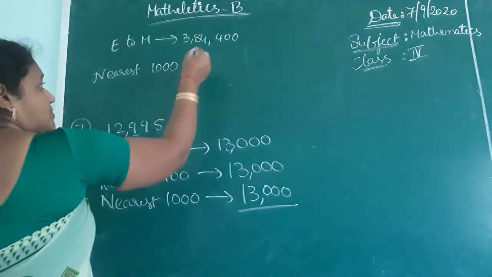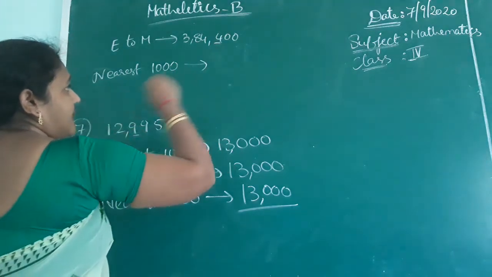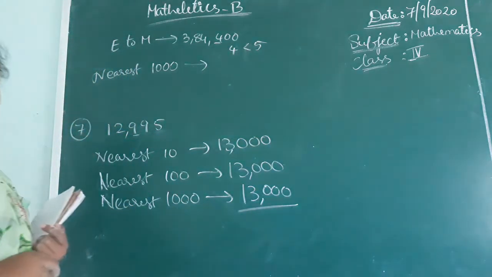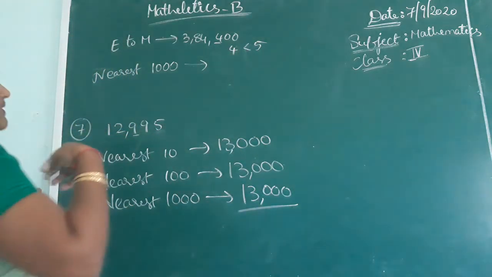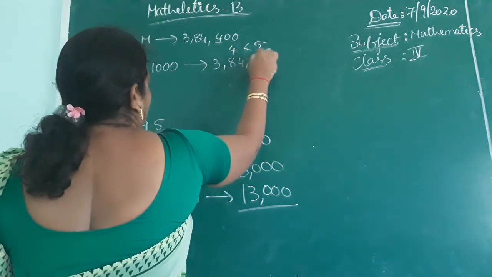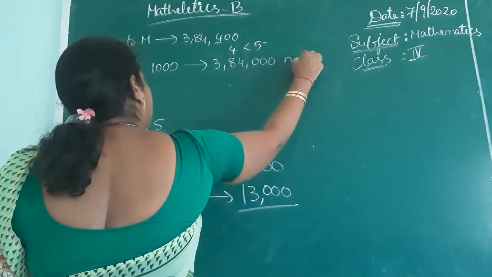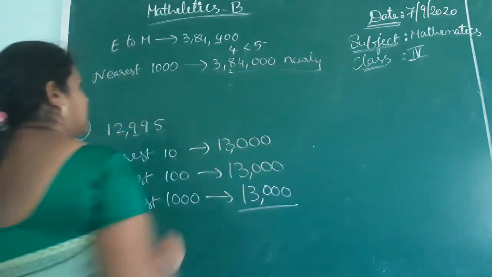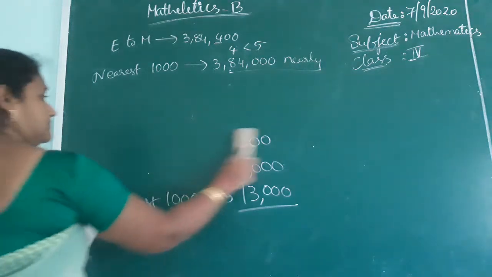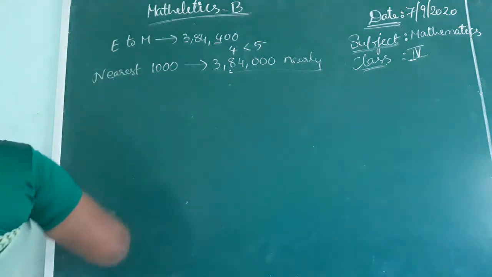Nearest 1000 means we should choose the number which is at the hundreds place, now 4. It is lesser than 5. So it stays at 84,000, so 3,84,000 nearly. The nearest 1000 of that number is 3,84,000 nearly. Next. See the next one, children.